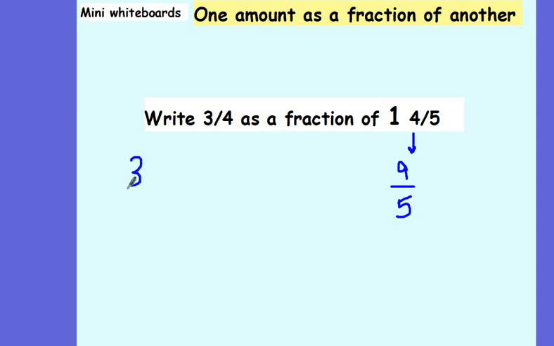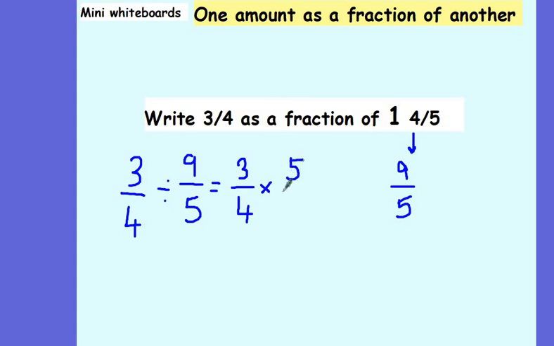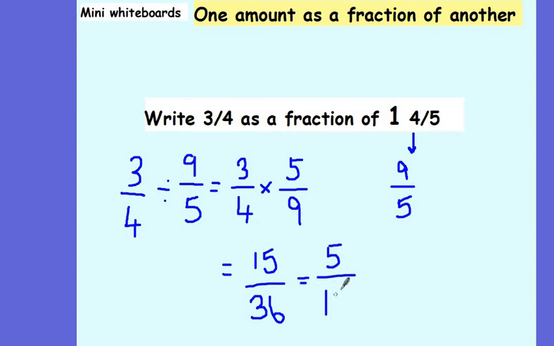Right, let's go through it. I've got 3/4 divided by 9/5. Keep flip change gives me 3/4 times 5/9, which gives me 15/36. Divide top and bottom by 3, I get 5/12.